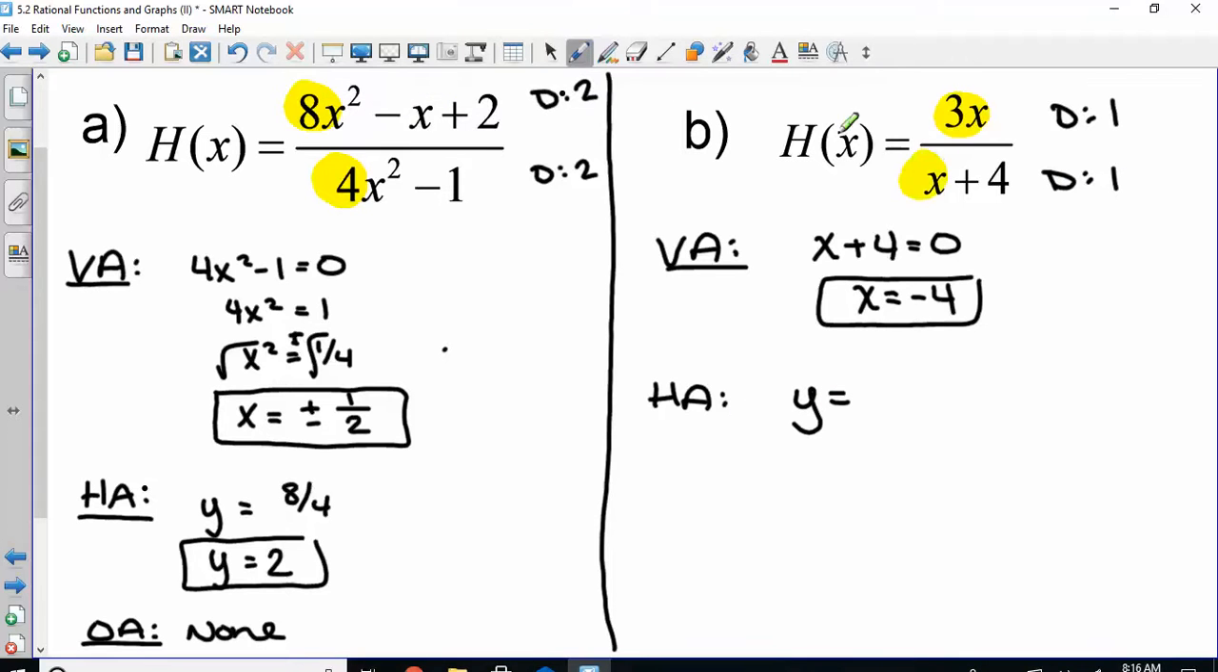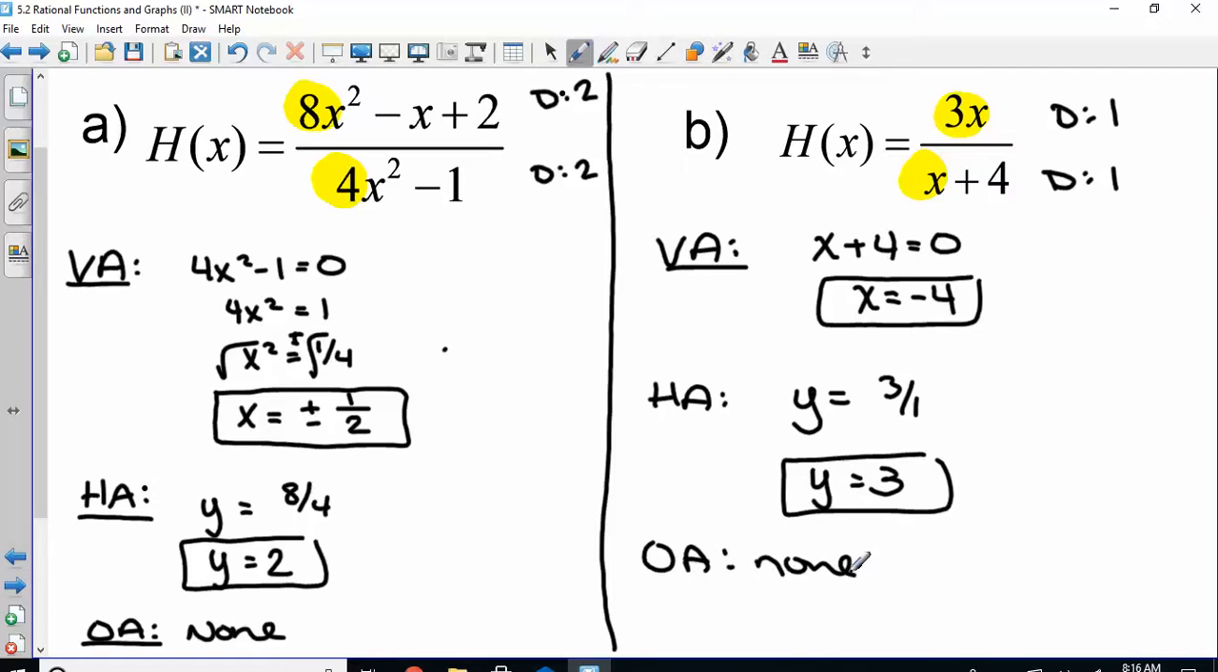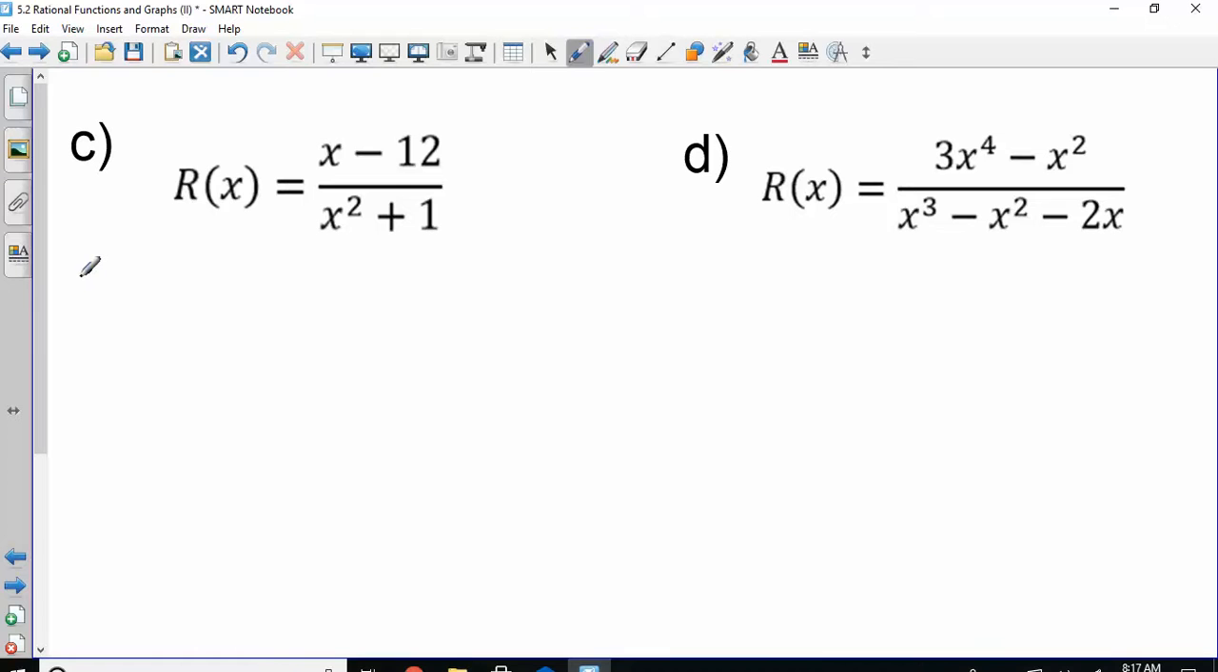This is like a 3x over 1x. So you have to do 3 divided by 1. So y equals 3 for the horizontal. That means there is no oblique. So far, so good? This is just what we're doing today. We're just going to keep practicing finding the asymptotes.